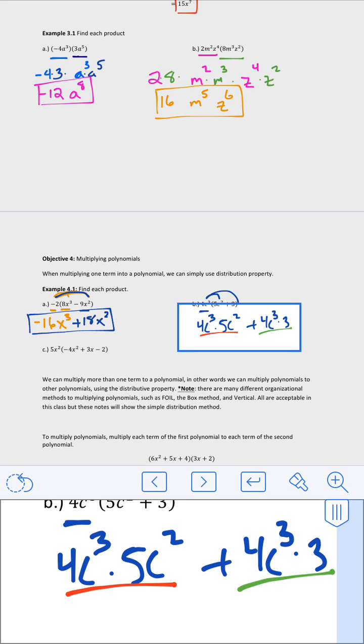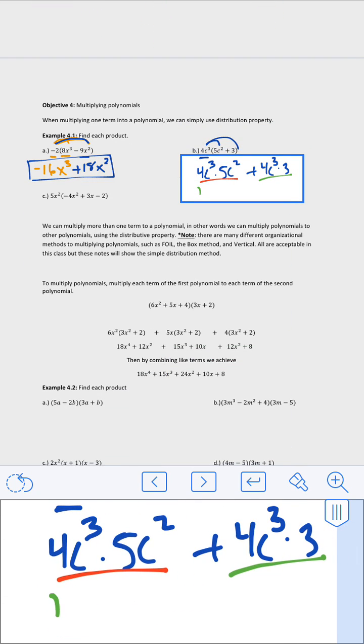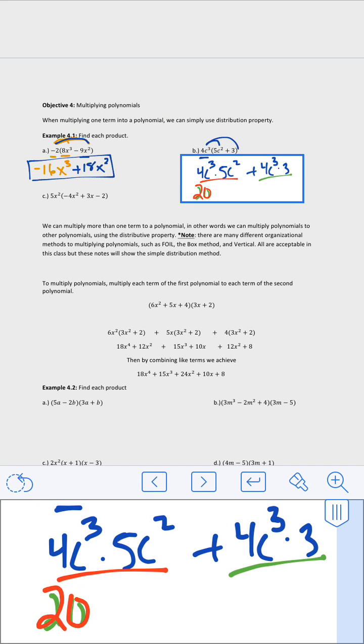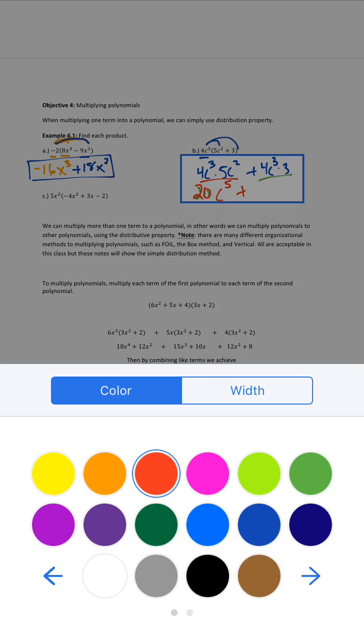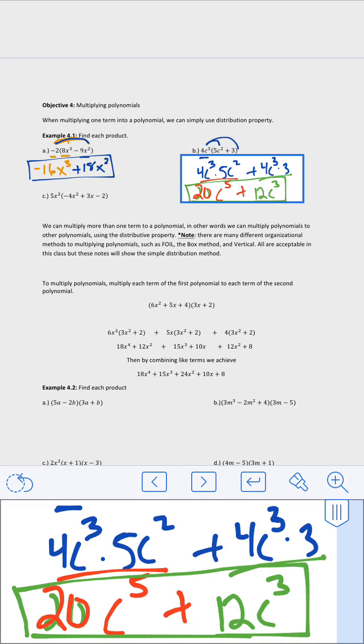So I said before, as long as you've got this step down, you've got this step down. All right, so I can multiply the numbers together. I get 20, in red. And then I have 3 c's and 2 c's. That gives me c to the 5th. Plus, I don't have any more c's on this second term, so it's just the numbers, 12c cubed, pardon me. And there is my final binomial. In other words, I gave each term an additional 4c cubed, right? I distributed in the monomial.